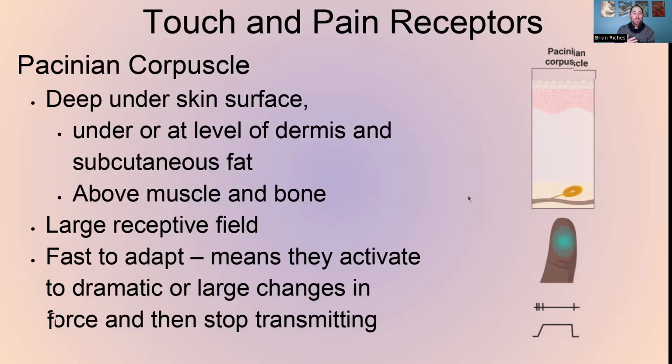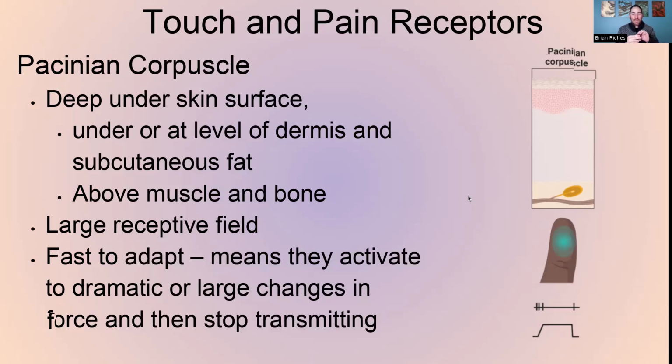Now the Pacinian corpuscle. This is even deeper. This is the deepest touch receptor that we have. It's basically either at or just under the level of dermis and subcutaneous fat. So it's like right there. You can find them a little above, a little below, but it's above muscle and bone.